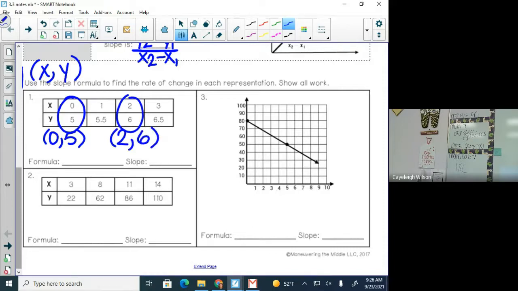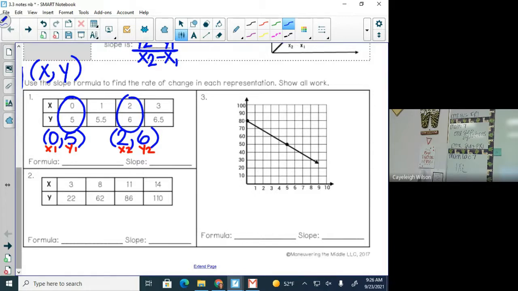Everybody okay with that? All right, so I'm going to use the slope formula to find the slope. The slope formula is y2 minus y1 over x2 minus x1. The first point that Isaac chose was 0, 5, so I'm going to label that as x1 and y1 because that was the first point he chose. The 2, 6 is the second point he chose, so this is my x2 and my y2. I labeled them just so that we make sure that we put them in the formula correctly. Did you label them? Yep.